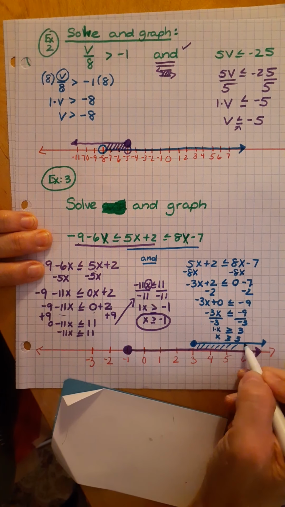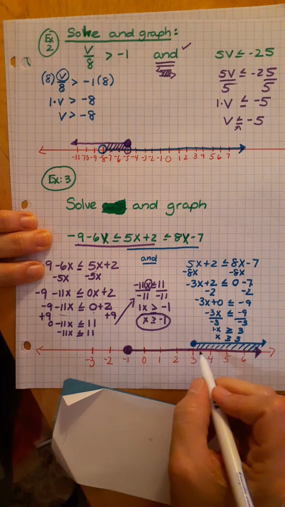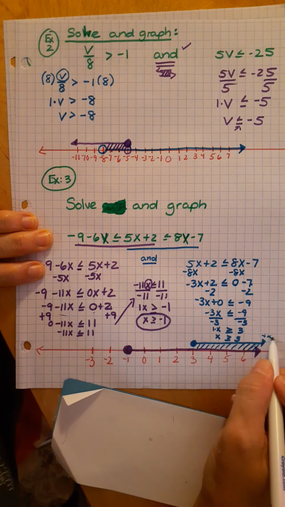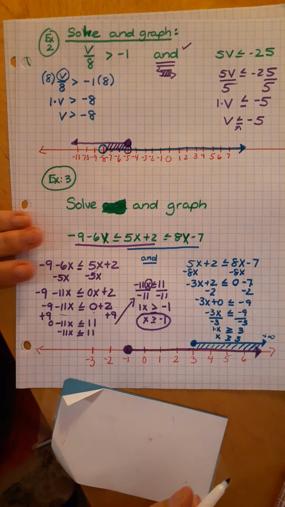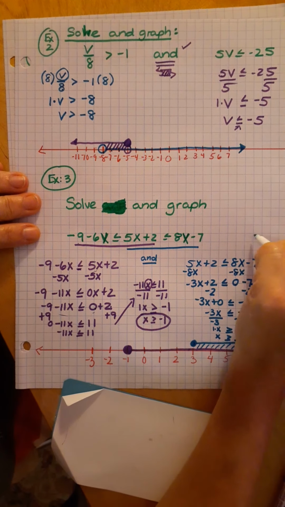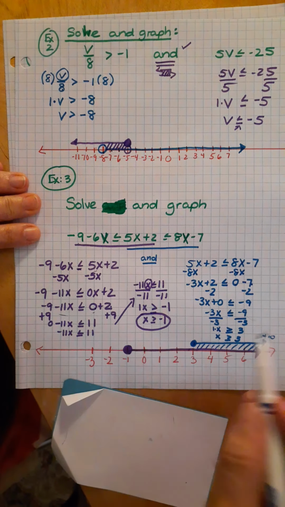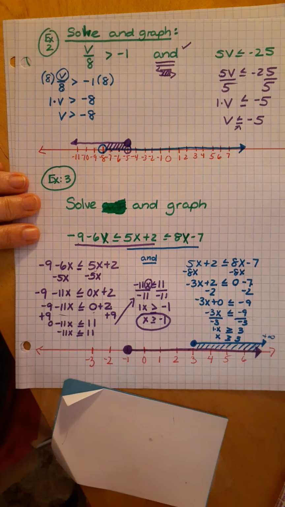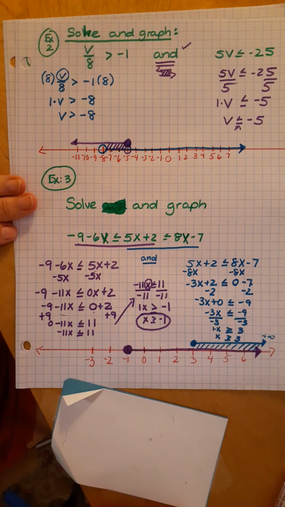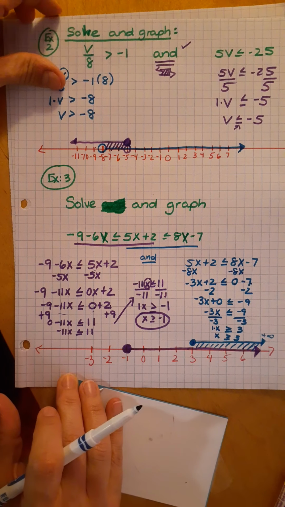Everything here till infinity. That's our solution. From 3 to positive infinity. Because 3 is included because it's a closed circle. Most of the time, though, you usually get something that's overlapping like this. This just happens to overlap in this direction. It happens sometimes. Okay, that's example number 3.